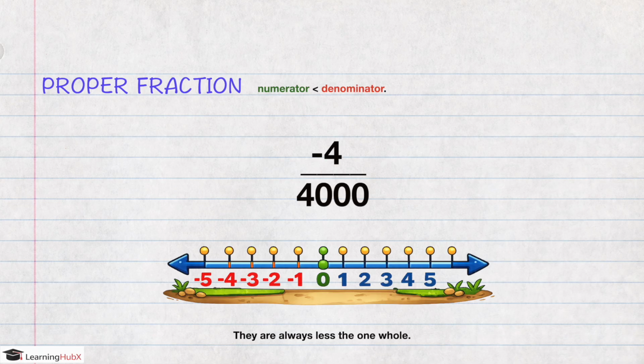Now let's look at negative 4 over 4,000. First, notice the negative sign. That tells us the number is less than 0. So we already know it must be placed on the left side of 0 on the number line. Now think about the size. 4 out of 4,000 is a very small part of a whole. So this number is very close to 0. But because it is negative, it is just slightly to the left of 0.